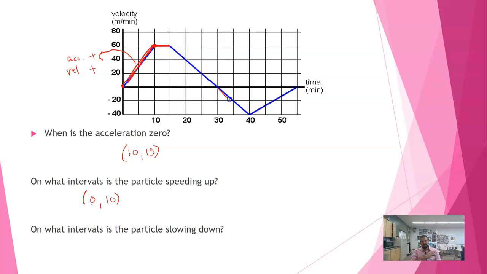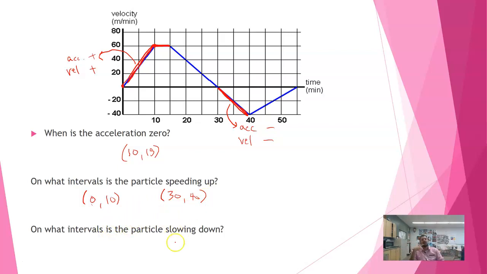Now, you'll notice from time equals 30 to time equals 40 that my velocity graph is all moving away from the x-axis. And if you think about it, the acceleration there is negative, the velocity is negative. So if both the velocity and the acceleration are negative, that means they're working together, like we talked about previously. So I could also say from 30 to 40, my particle is speeding up as well. It's just in the other direction.